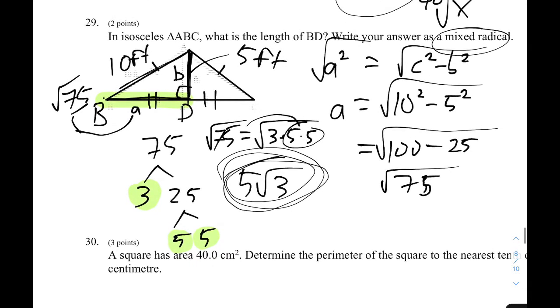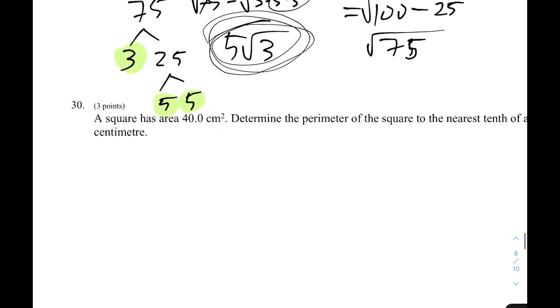And you can always double check in something like geometry. You can plug this back into your Pythagorean formula. 5 root 3 squared, and then you add in 5 feet squared, and take the root. You should get 10. You can always double check.